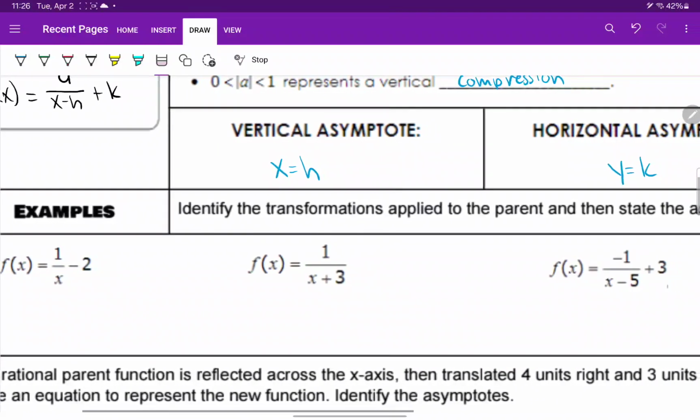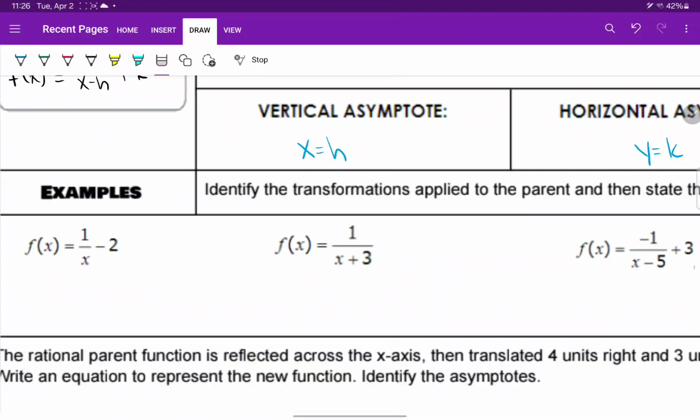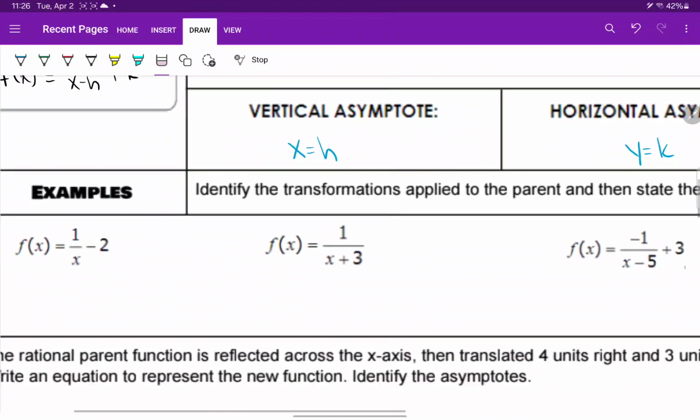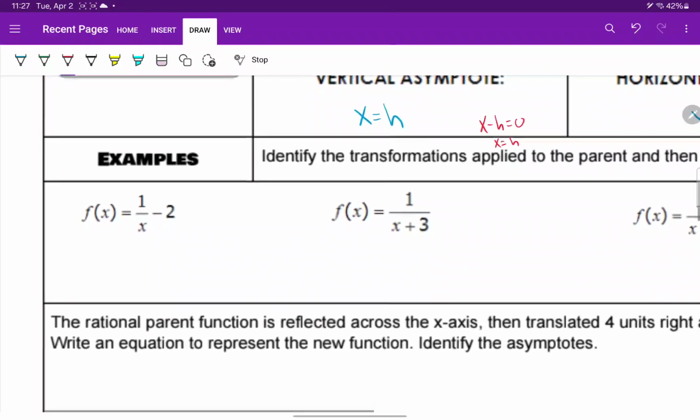All right, for these examples, it says identify the transformations applied to the parent and then state the asymptotes. And another way about the vertical asymptote, if you wanted to, you could set the bottom equal to 0, and when you add the h, you get x is equal to h. So that's kind of how you can do that as well.